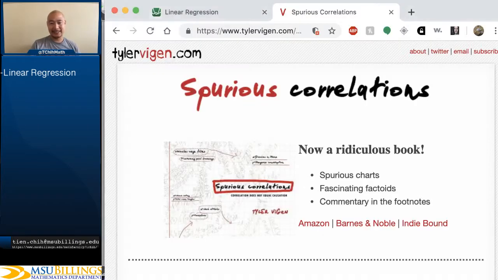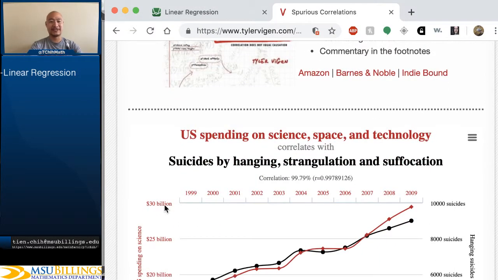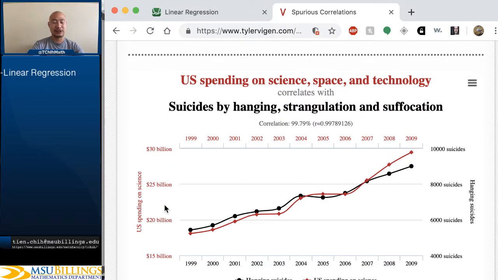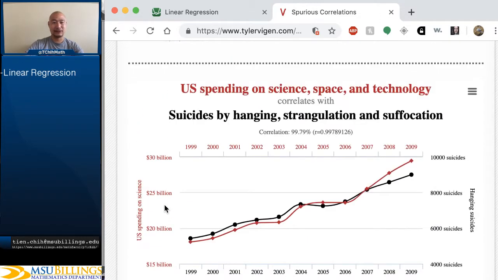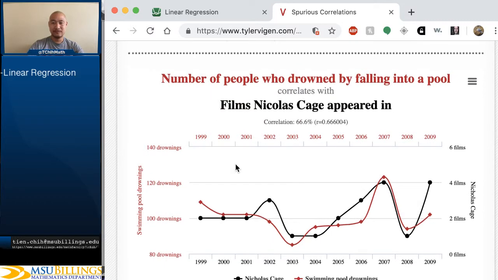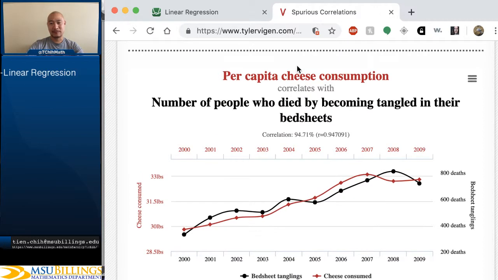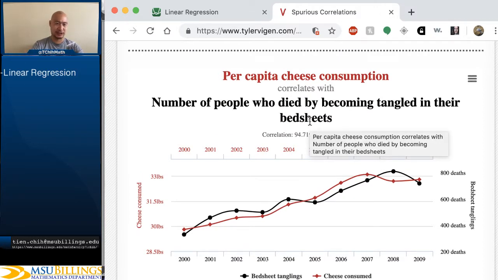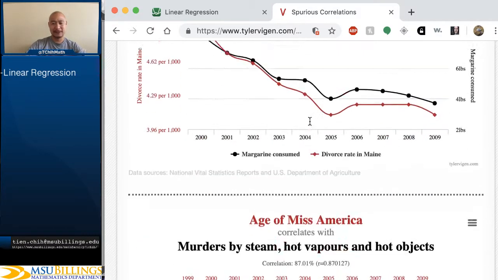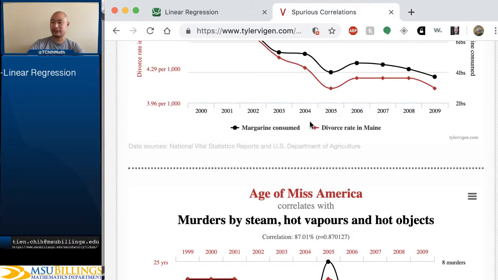And to highlight this, there's a bunch of examples of very, very strongly correlated variables on this website, spurious correlations. You can see that people who drown in pools correlate strongly with how often Nicolas Cage appears in films. The more cheese people eat, the more people die by becoming entangled in their bed sheets, and so on and so forth. There's a whole bunch of these, and they're all completely ridiculous.